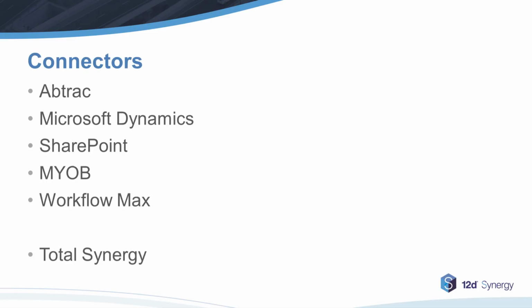But what about all these other areas that 12D Synergy doesn't manage? We're always looking for ways to improve our products, and customer feedback is the main driving force behind that. A feature that has come about from this are our connectors. The Connector API allows you to connect 12D Synergy to your business's other software products. The idea is that you can automatically import information stored in other products into 12D Synergy, saving you time and reducing errors. In the past, we have developed connectors for AbTrack, Microsoft Dynamics, SharePoint, MYOB, and Workflow Max.